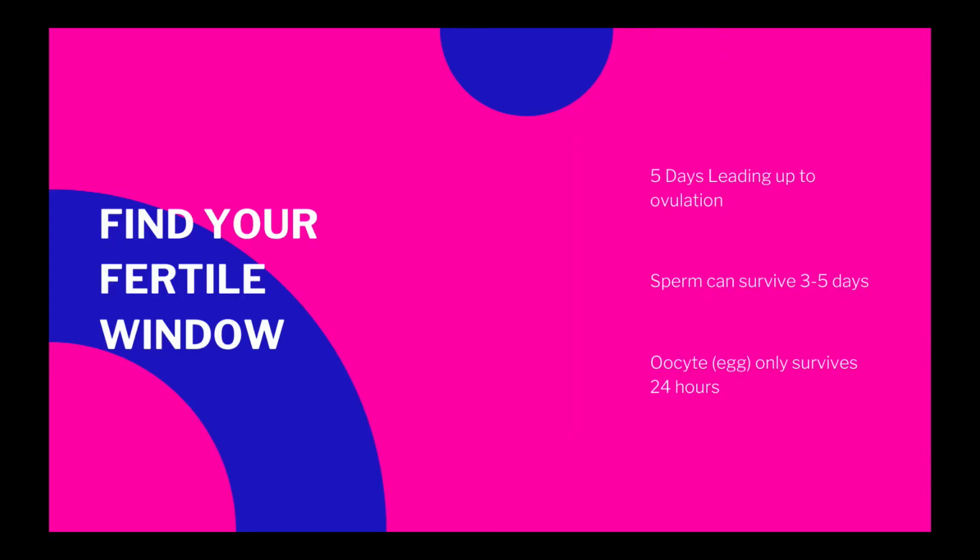When trying to conceive, the first step is determining your fertile window. So what exactly is your fertile window? It's generally considered the first 5 days leading up to ovulation and the day of ovulation. It's important to know roughly when you ovulate, as the unfertilized oocyte, or egg, typically only survives around 24 hours unfertilized, while sperm can survive for up to 3 to 5 days inside your cervical mucus.